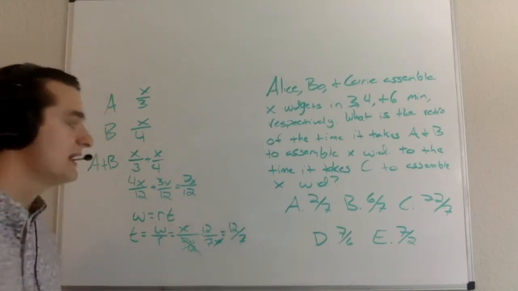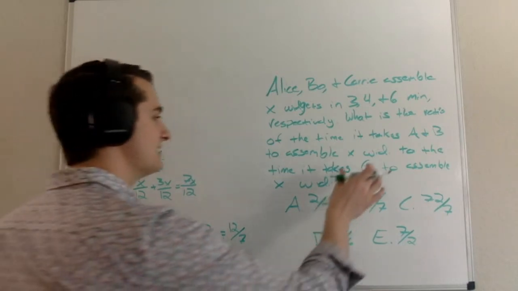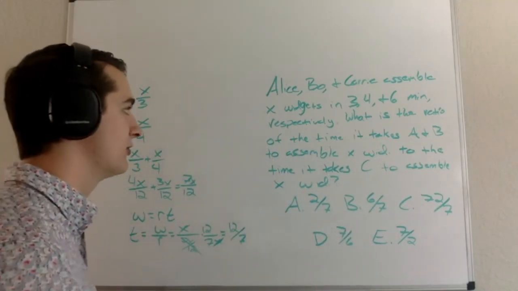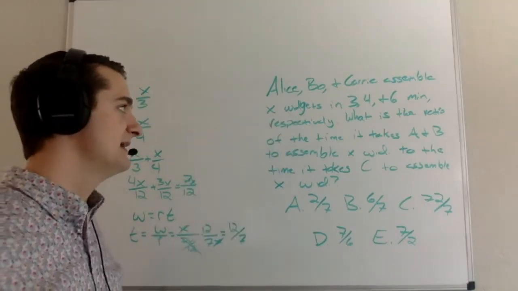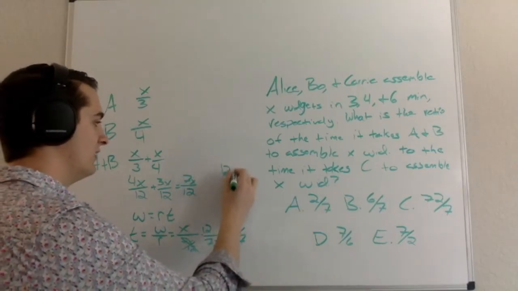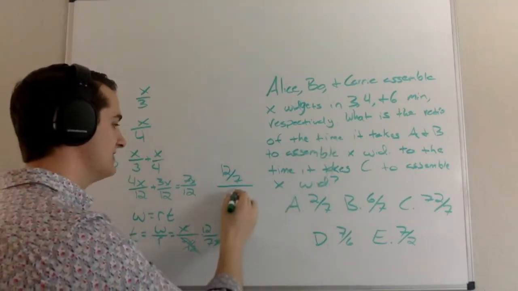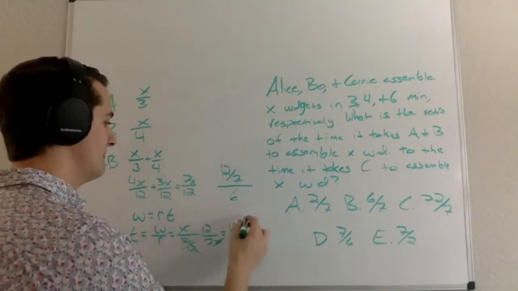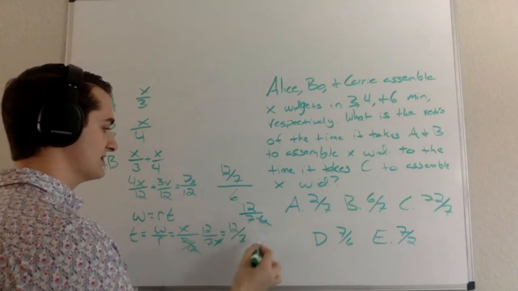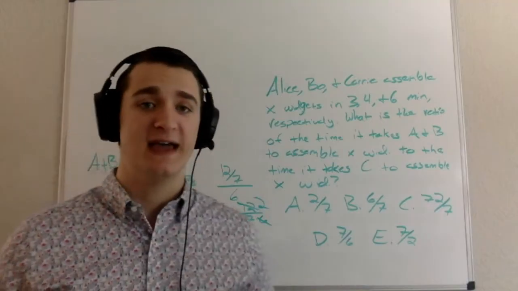And I'm asked for the ratio of that time, 12 over 7, to the time it takes Carrie to assemble X widgets. Now, fortunately for me, I'm already told Carrie assembles X widgets in 6 minutes. So I'm going to do the ratio of the time that it takes Alice and Bo, 12 over 7, over the 6 minutes it takes Carrie. So it's basically 12 over 7 times 6. Obviously, my 6 is going to cancel, and what I'm going to get is 2 over 7, which is A. So A is the correct answer here.